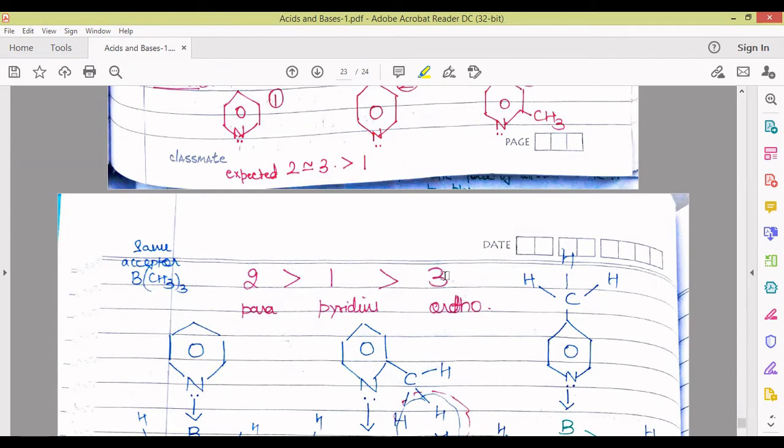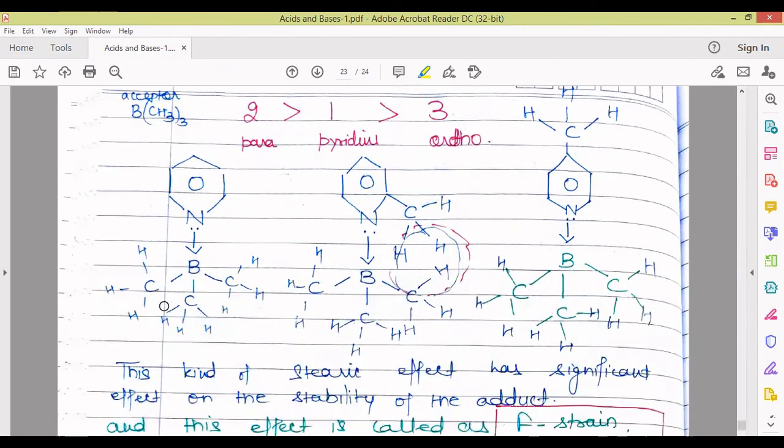Why is this so? Let us see by reacting them, by making their adducts with the same Lewis acid, how steric hindrance plays the role in making this order.